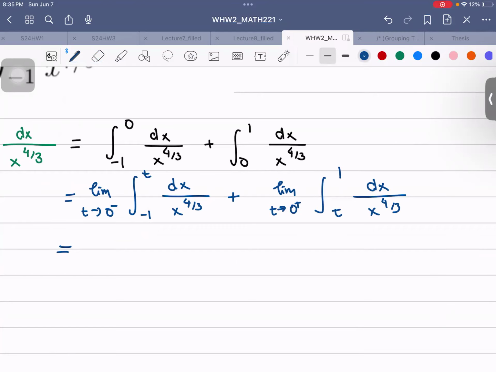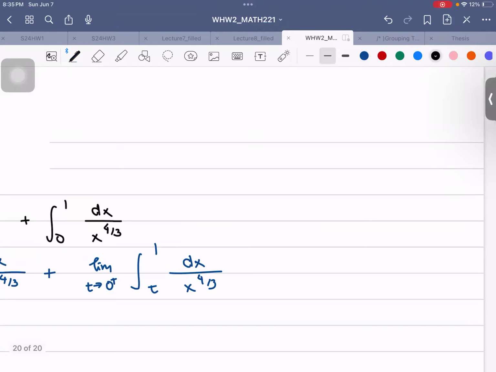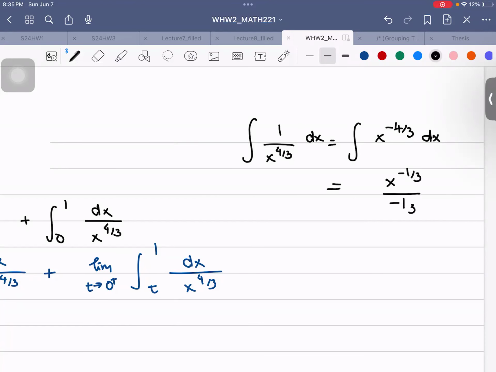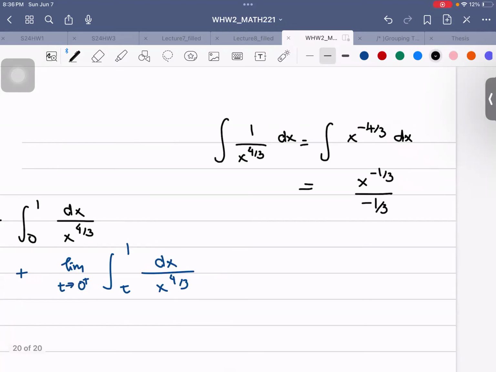And again, the antiderivative of 1 over x^(4/3), which is x^(-4/3) dx, you take the antiderivative and you have x^(-1/3) divided by negative 1/3. You add 1 to the power, so you have negative 1/3. And dividing by negative 1/3 gives you negative 3 times x^(-1/3)... and x^(1/3) is just the cube root of x.